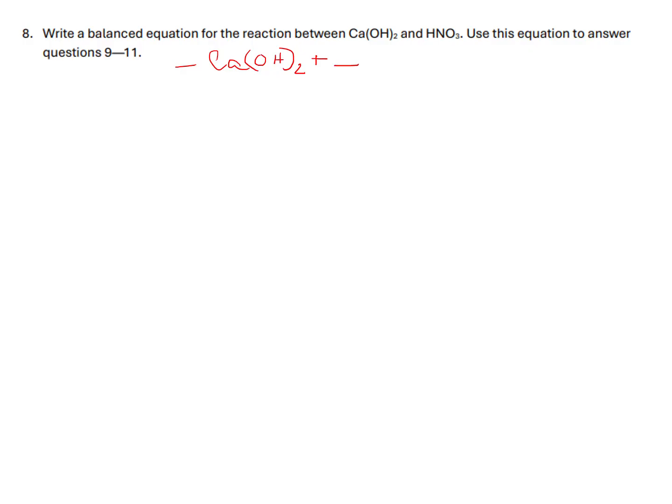And then some number of nitric acid. You still need to finish off the products. Notice that you're going to have a coefficient of 2 right here because we need to have 2 acidic hydrogens to cancel out the 2 hydroxides.